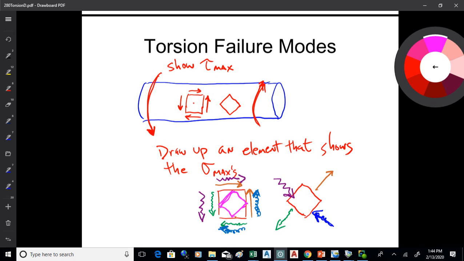You with me? Now we could calculate that and find it too if we wanted, but I like the visual thing, so I can just draw it, okay? So y'all okay with that? So what I'm saying here is our maximum normal stresses are going to act like this.